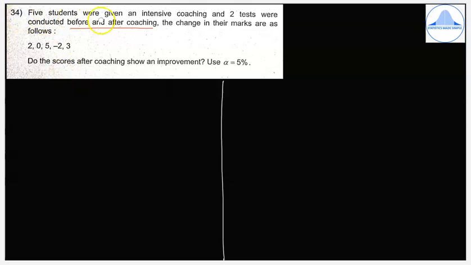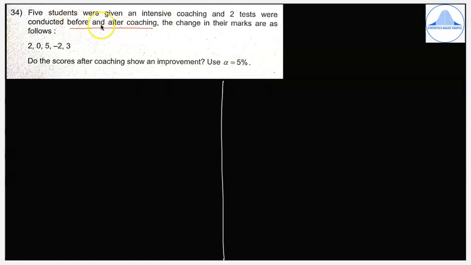34th question. 5 students were given an intensive coaching and 2 tests were conducted before and after coaching. The change in their marks are as follows: 2, 0, 5, -2 and 3. Do the scores after coaching show an improvement? Use alpha equal to 5%.